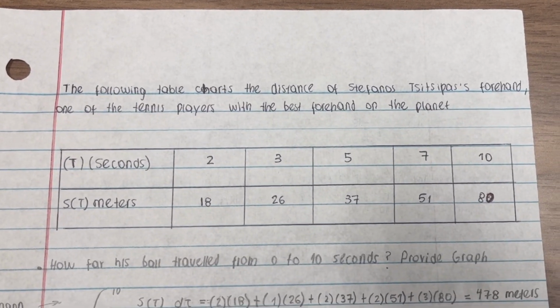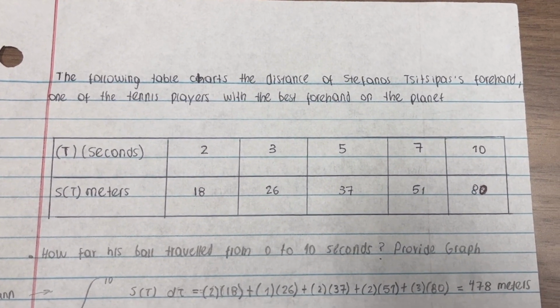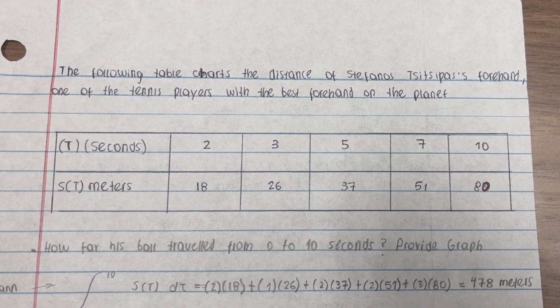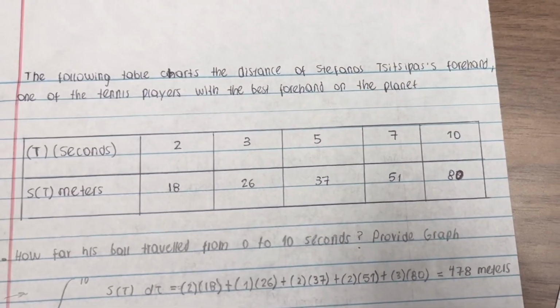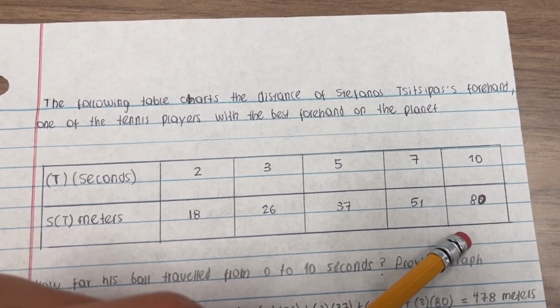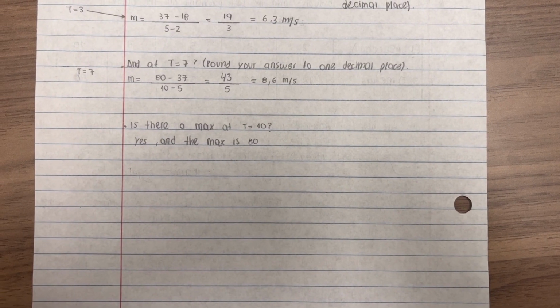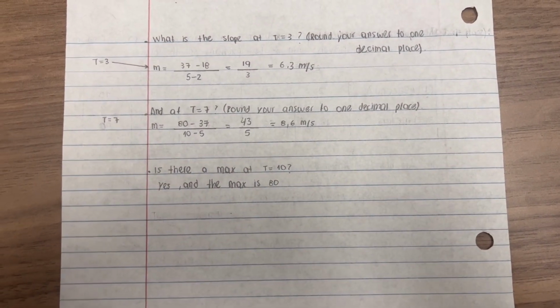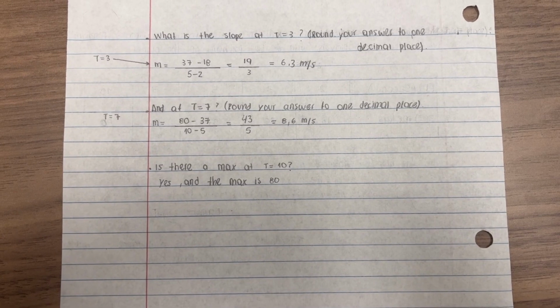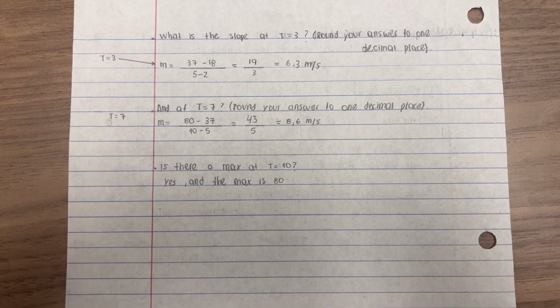To find the maximum value, which was my last question, we have to do pretty much the same. So at t equals 10, the maximum value is 80. Finding a maximum value at t equals 10, which in our case is 80, means identifying the highest point of the function within a given range of values.